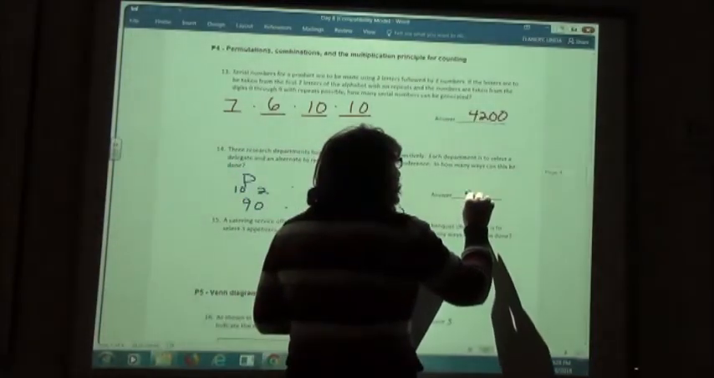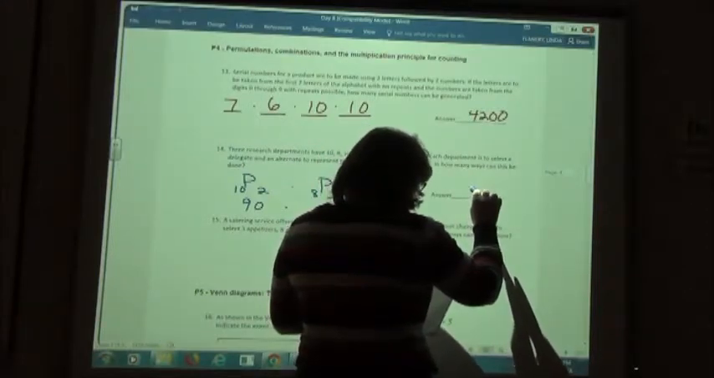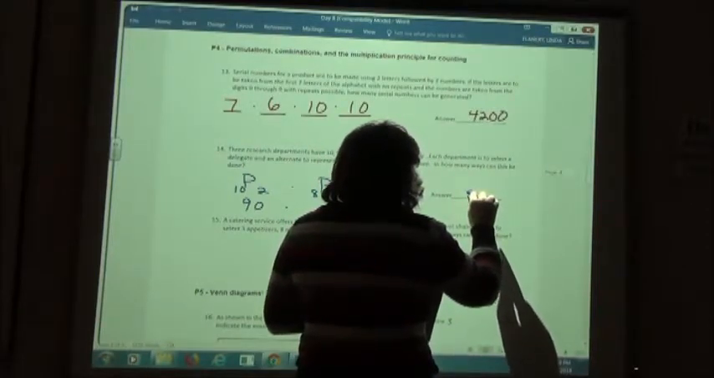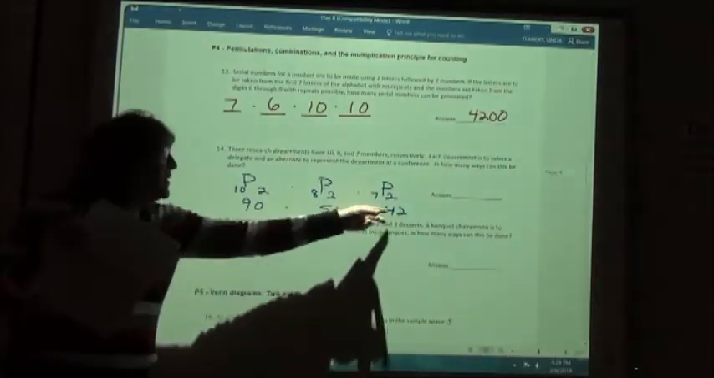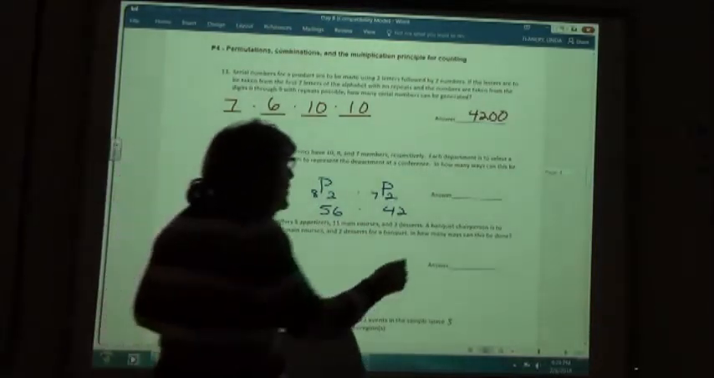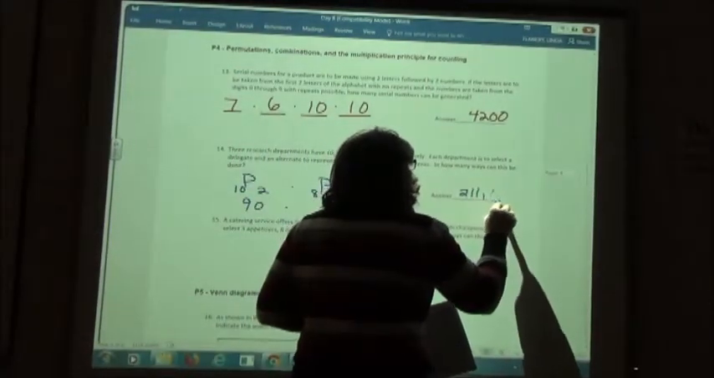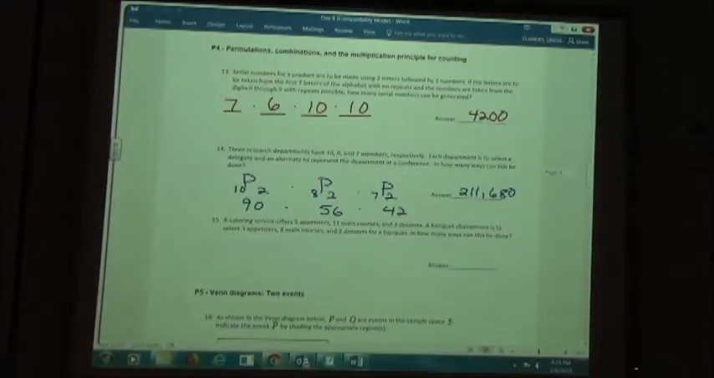I get 90, 56, and 42. 211,680. So I have 211,680 ways of choosing those groups of people.